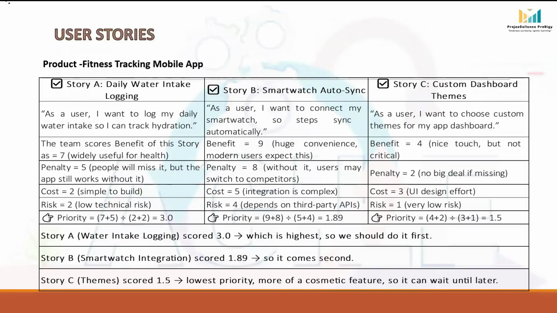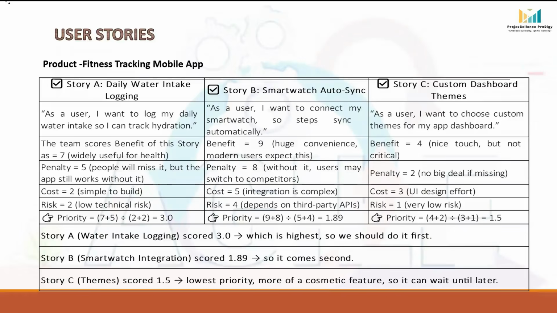We have another story, story C, custom dashboard themes. As a user, I want to choose custom themes for my app dashboard. So the team scores the benefit here 4 because it is a nice touch but not critical. And penalty they scored 2. It is not a big deal if missing. And cost they scored 3 because of UI design effort. And risk is 1, very low risk. So priority we can calculate: 4 plus 2 whole divided by 3 plus 1. The answer is 1.5.